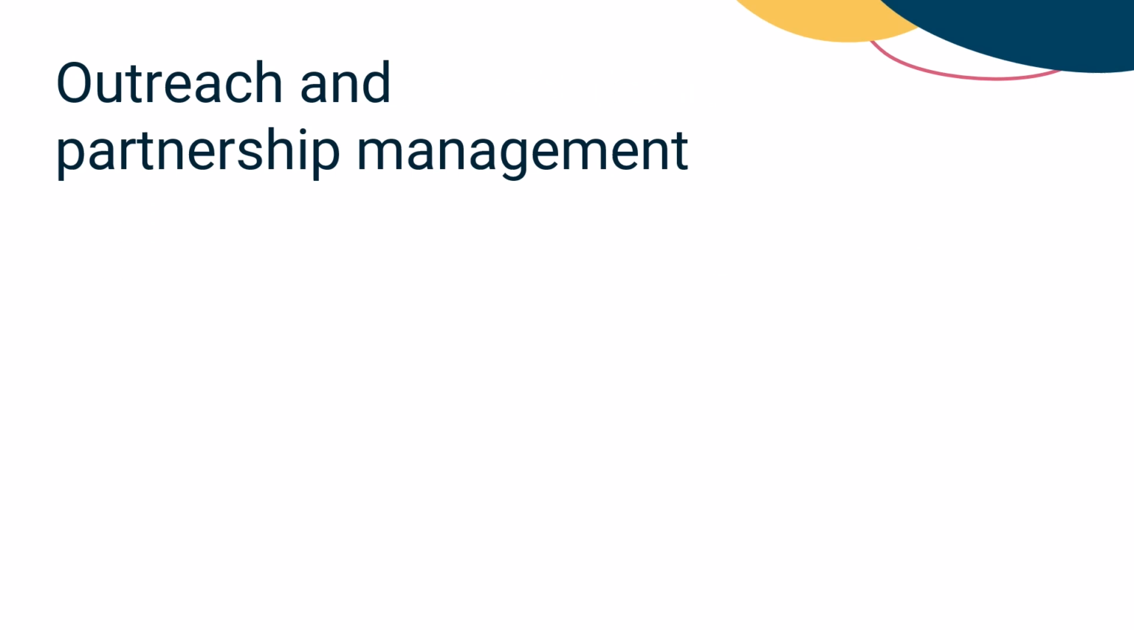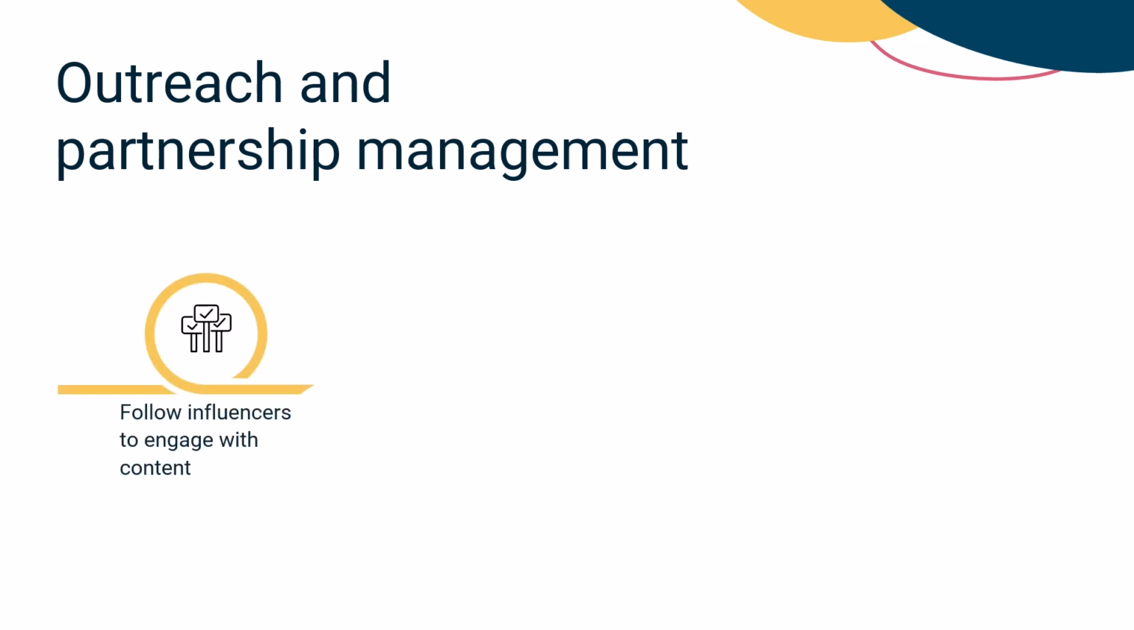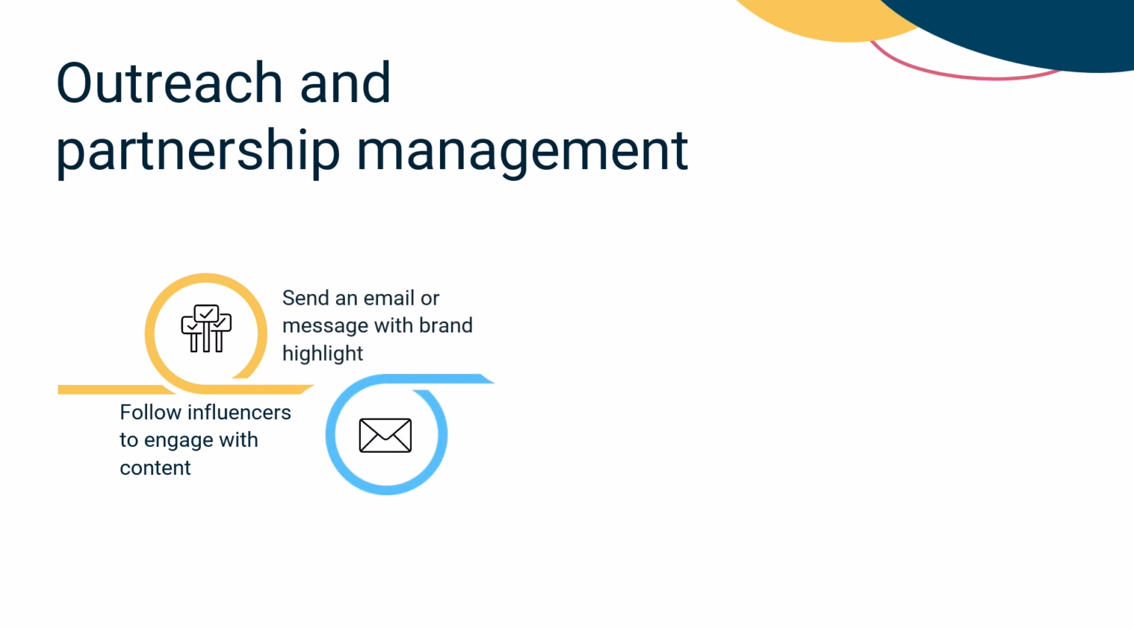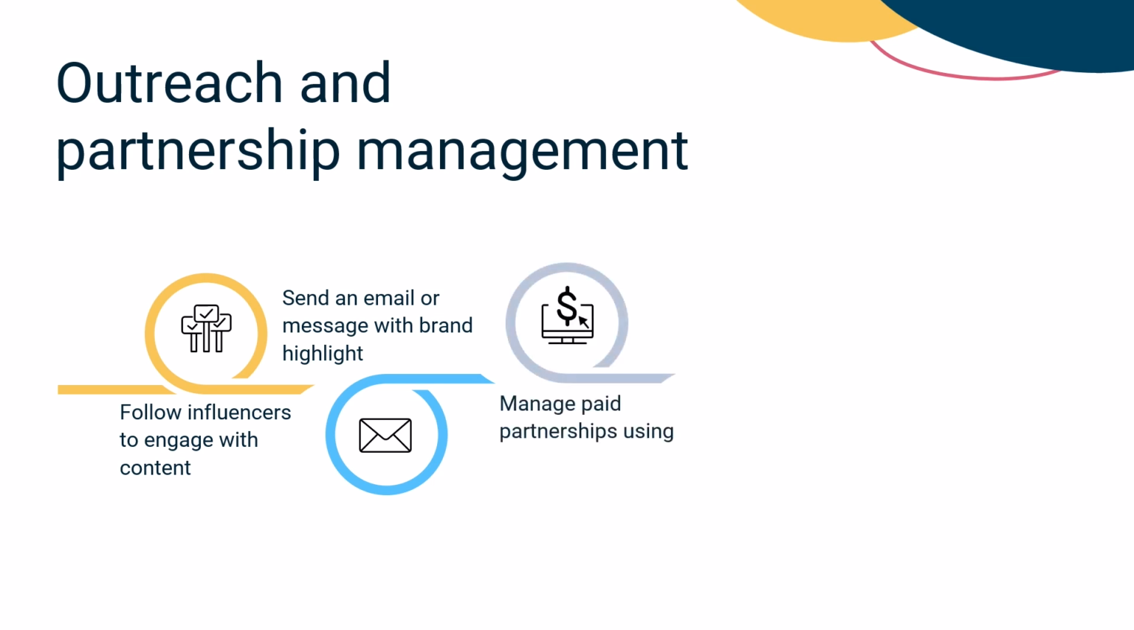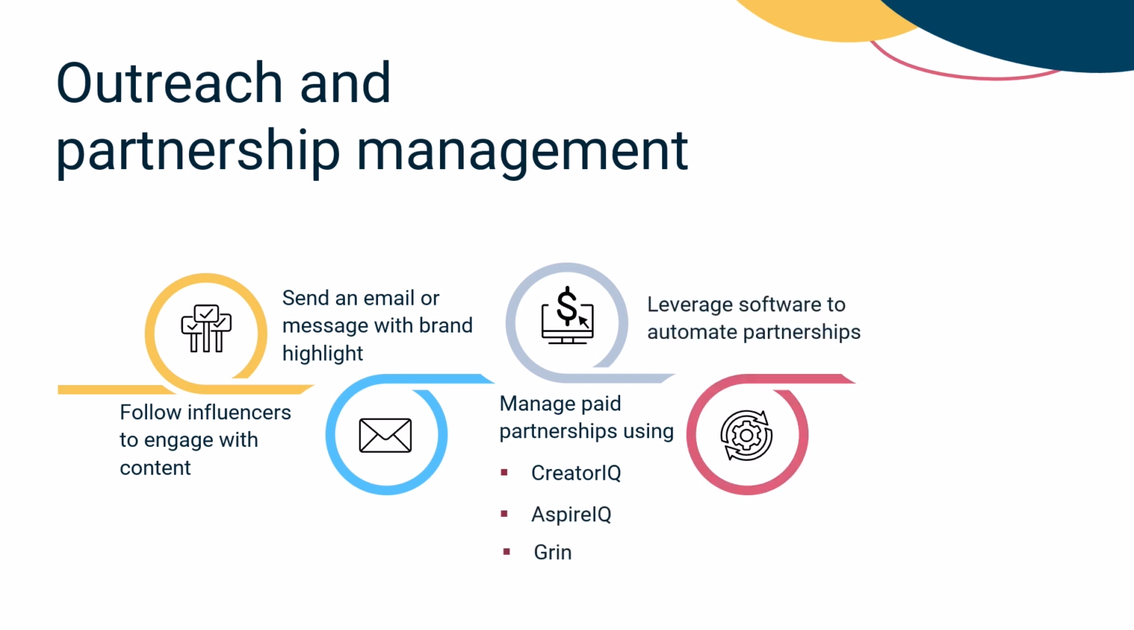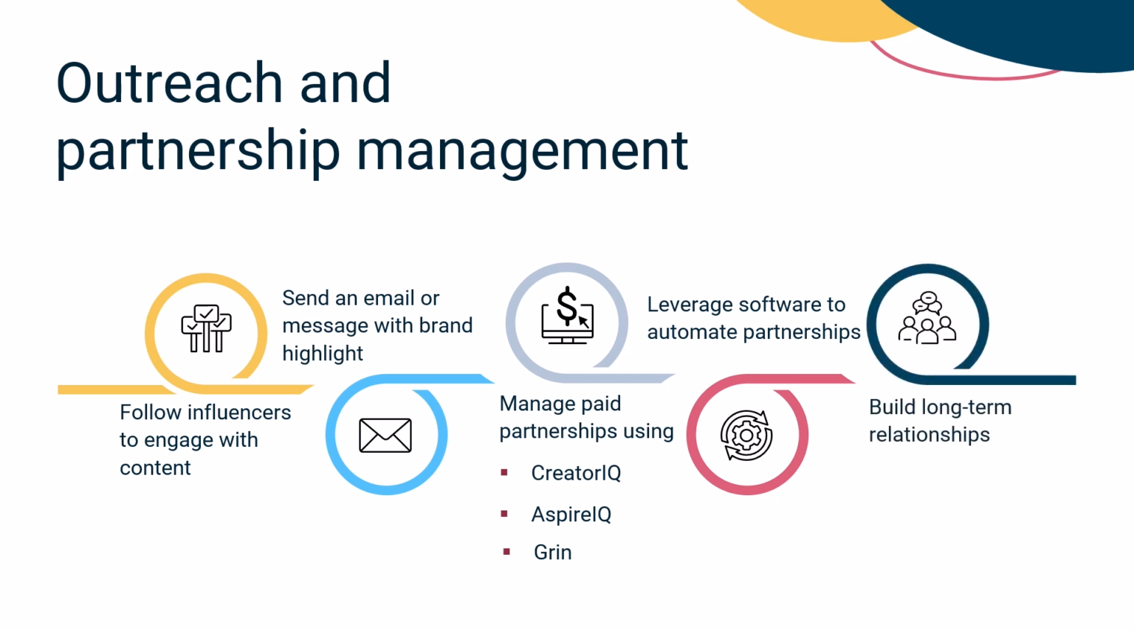After successfully identifying potential influencers for your brand, your next step is outreach and partnership management. Businesses can follow influencers and engage with their content before connecting with them. They can directly send an email or a message with a brief introduction of the brand and highlight the purpose of collaboration. Businesses can leverage platforms such as CreatorIQ, AspireIQ, or Grin to manage paid partnerships with influencers and automate the partnership management process. Investing time and effort helps businesses to build long-term partnerships with influencers and establish trust between both partners.